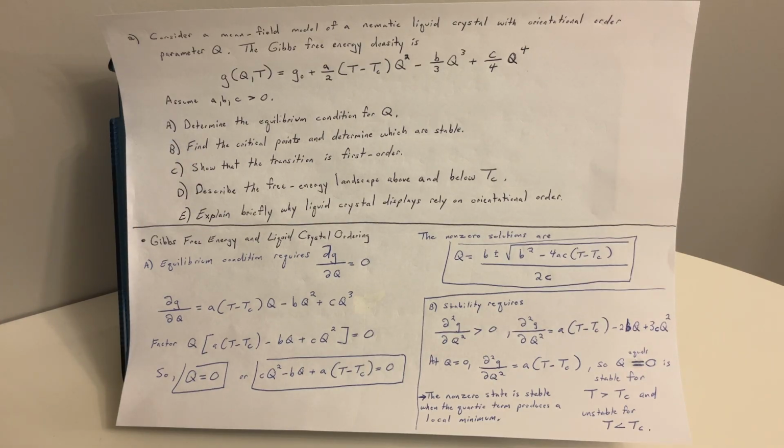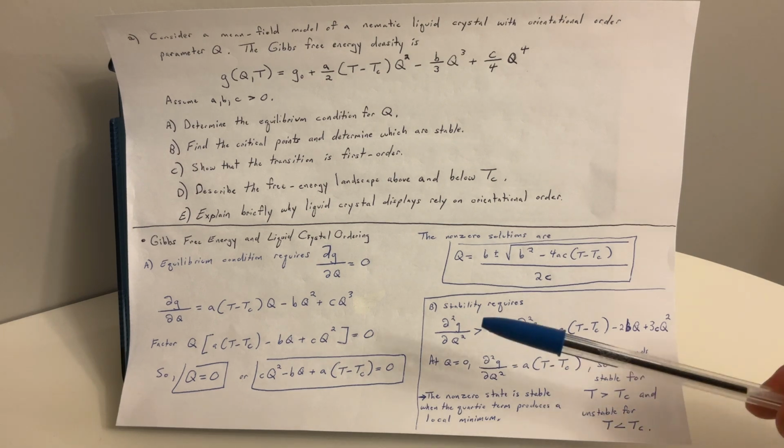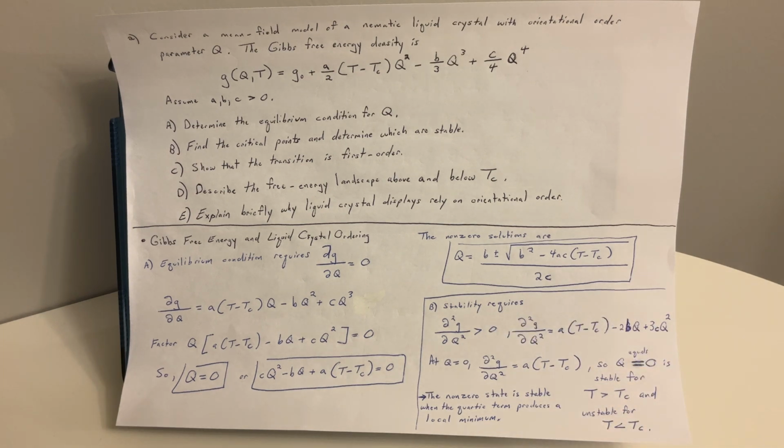Letter B, find the critical points and determine which are stable. So stability is going to require that the second partial derivative of G with respect to Q has to be greater than 0. So we take that second partial derivative of G with respect to Q. We wind up with A times the quantity T minus T sub C minus 2BQ plus 3C Q squared. So now at Q equals 0, that second partial is A times the quantity T minus T sub C.